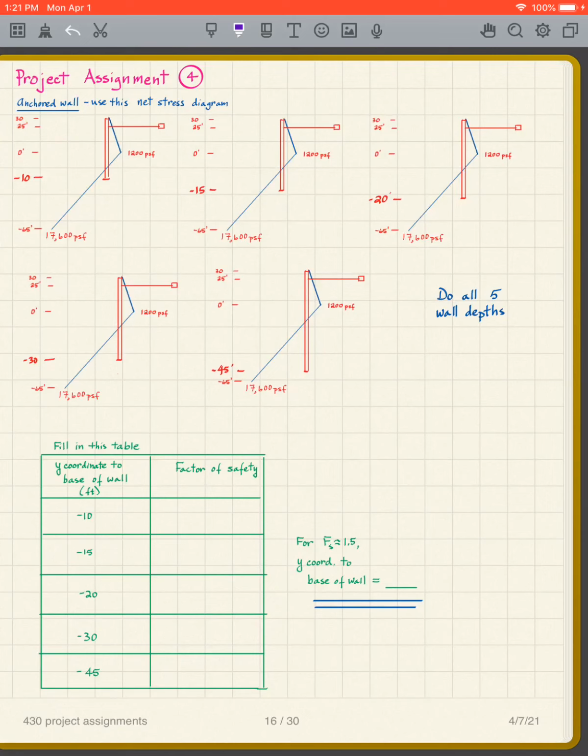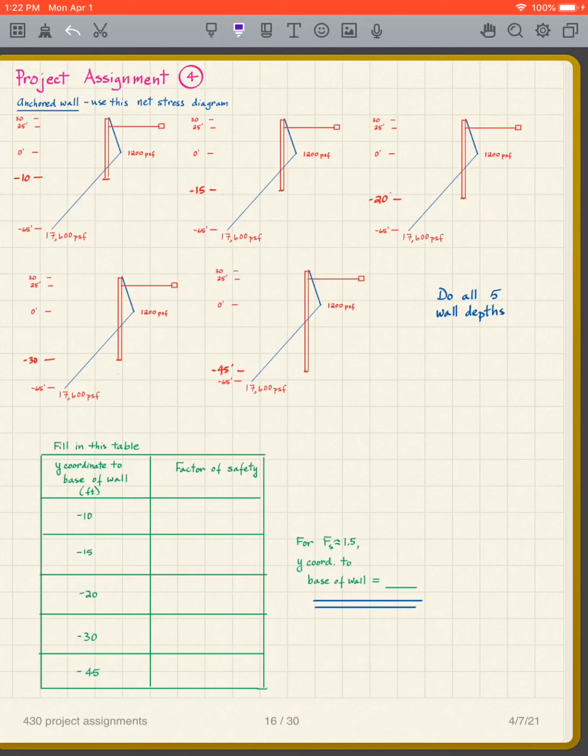So the first case, we put the wall down 10 feet into the ground. So this is the ground surface here. Again, it's 30 feet high above the ground. And then we want to know how deep below the ground. So the first one is 10 feet below, then 15 feet below the ground surface, then 20 feet below the ground surface, 30 feet, and 45 feet below the ground surface. So those are the 5 cases. I'm going to do one of them for you to show you how to do it.